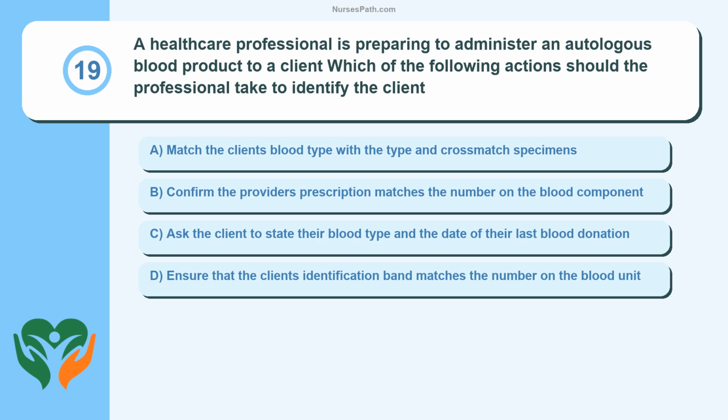Question 19. A healthcare professional is preparing to administer an autologous blood product to a client. Which of the following actions should the professional take to identify the client? Match the client's blood type with the type and cross-match specimens. Confirm the provider's prescription matches the number on the blood component. Ask the client to state their blood type and the date of their last blood donation. Ensure that the client's identification band matches the number on the blood unit.